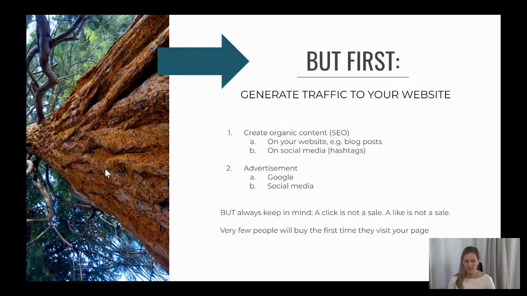But you have to generate. It's an important step as well. You have to generate the right traffic to your website. A few methods to do that can be through organic content, often referred to as search engine optimization. It can be on your website. It can be blog posts, content that is appealing to a potential buyer, and that can rank on Google. So when someone is searching for something on Google, your page can come up.